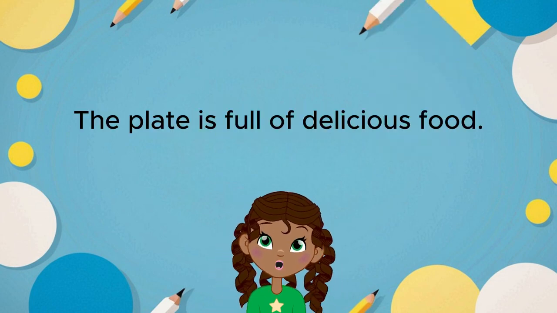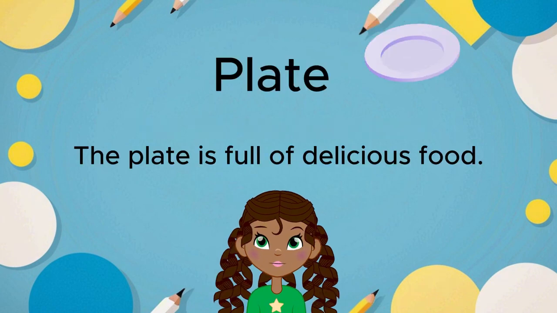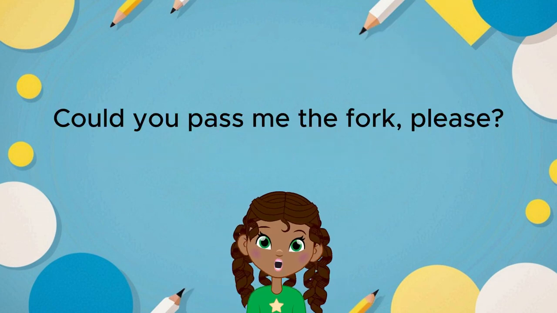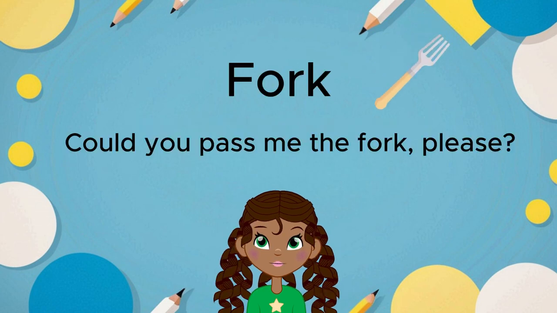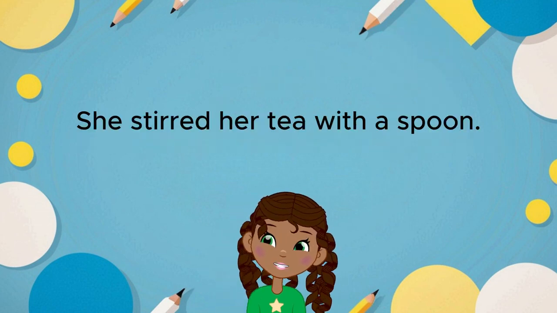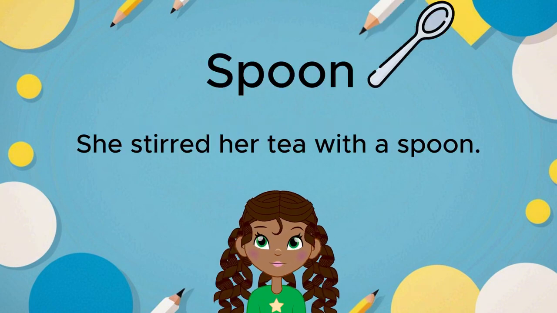Plate. Plate is full of delicious food. Now it's your turn, repeat. Fork. Could you pass me the fork, please? Now it's your turn, repeat. Spoon. She stirred her tea with a spoon. Now it's your turn, repeat.